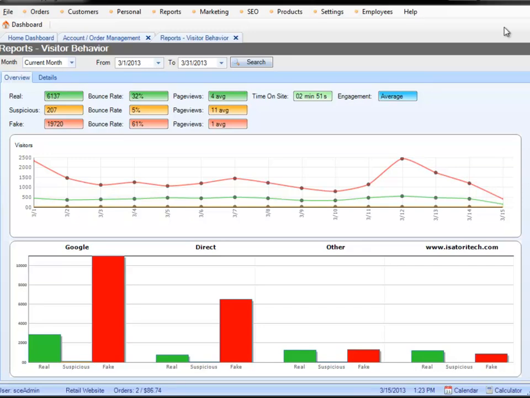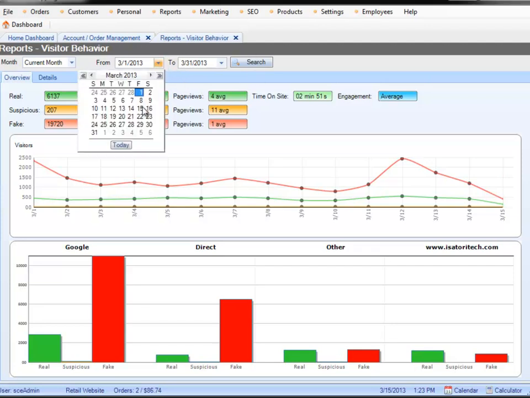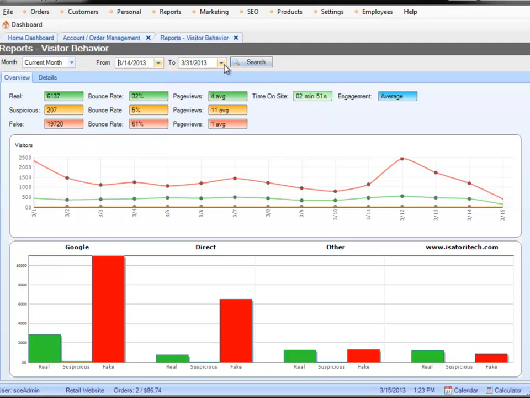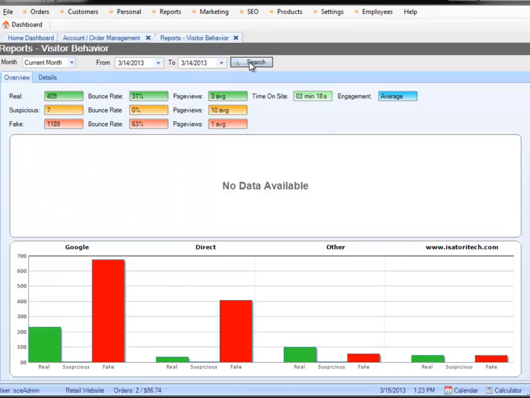What we have here, we're looking at half a month's worth of traffic because today is the 15th, and we're showing 20,000 fake, 6,000 real. Now, what I usually do is analyze the data on a day-by-day basis when I look at visitor behavior, unless I need to go on a longer period. But let's do yesterday, and I haven't analyzed this data yet.